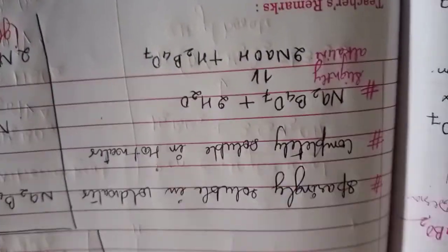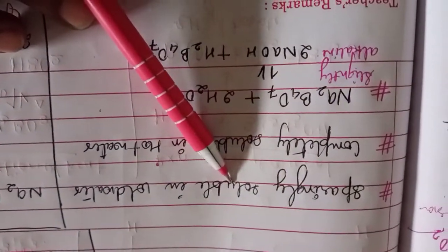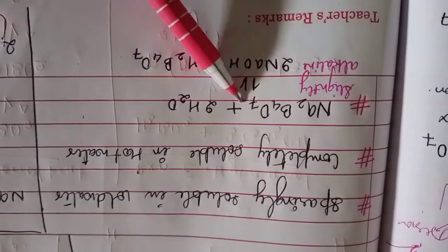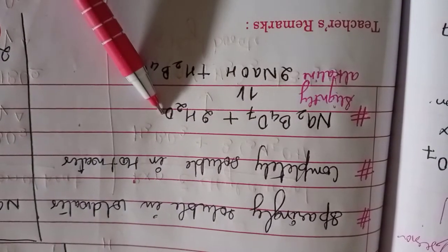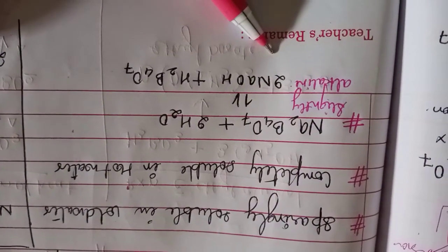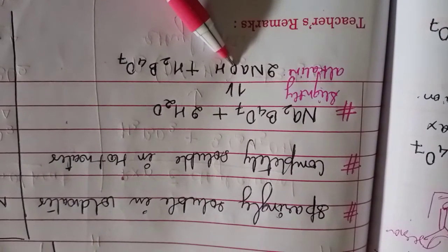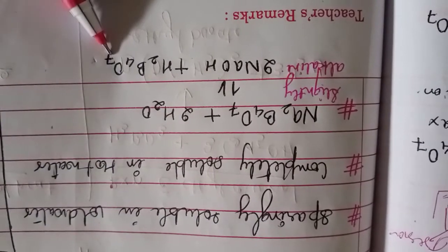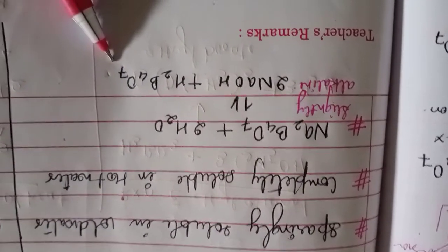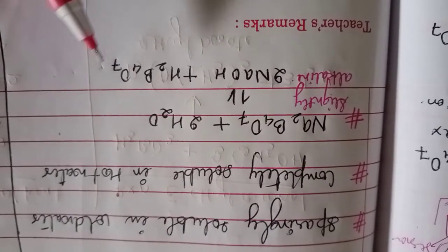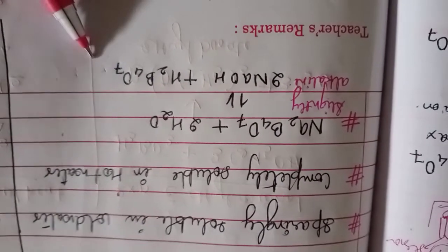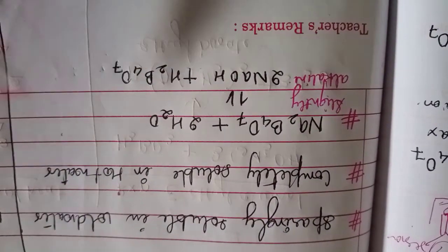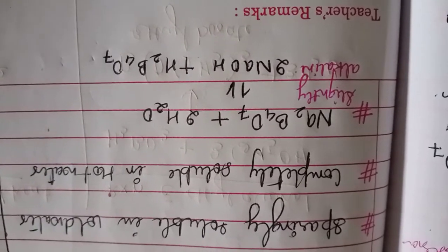Now let us see some of the properties of borax. It is sparingly soluble in cold water and completely soluble in hot water. Na2B4O7, the glass bead, when treated with water, gives a slightly alkaline solution. So it produces NaOH and H2B4O7. This is not orthoboric acid. This gives a slightly alkaline solution on treatment with water.